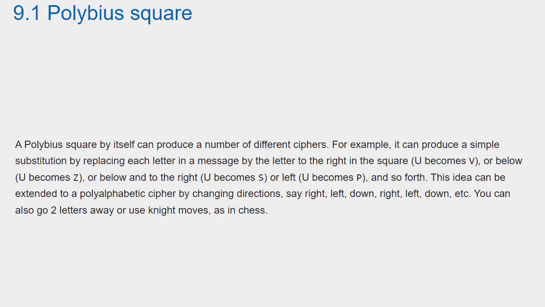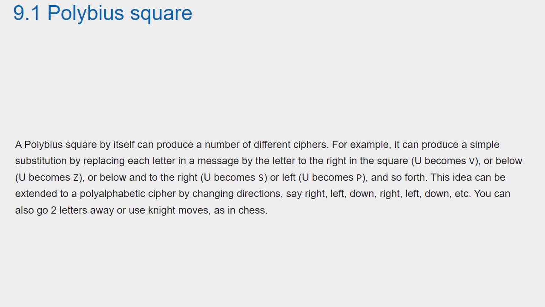A Polybius square by itself can produce a number of different ciphers. For example, it can produce a simple substitution by replacing each letter in a message by the letter to the right in the square. U becomes V, or below, U becomes Z, or below and to the right, U becomes S, or left, U becomes P, and so forth.